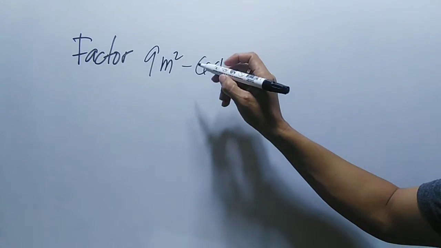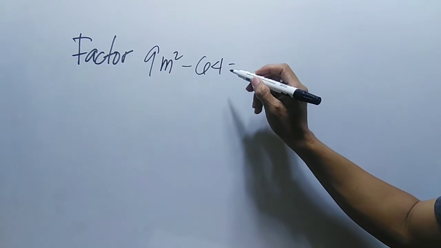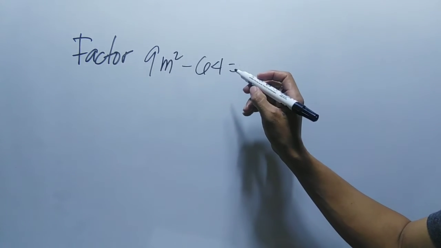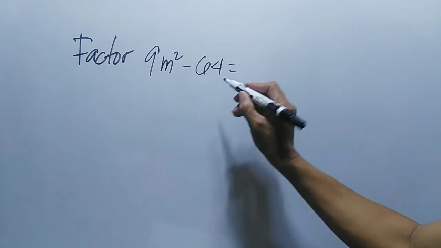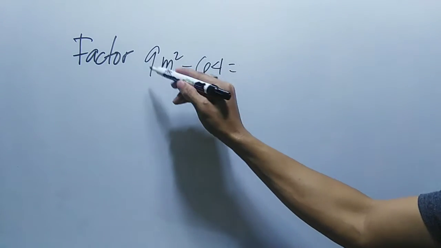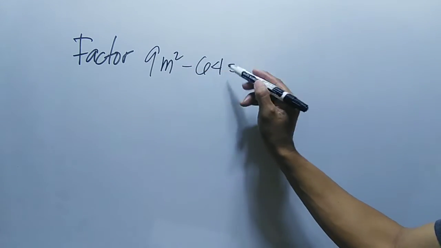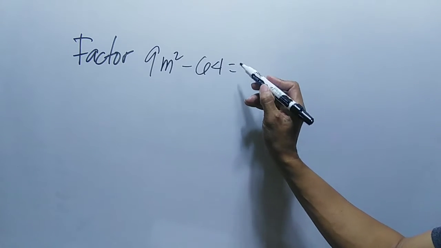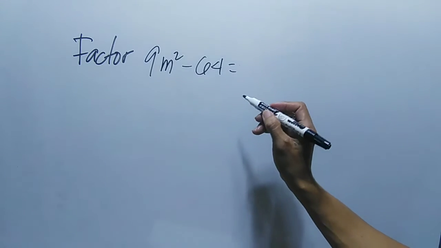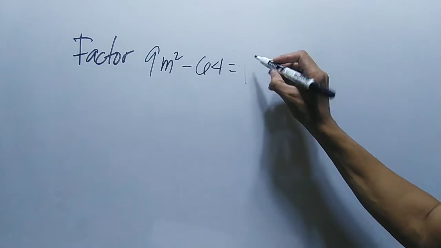So we will factor 9m squared minus 64. Okay, so this is factoring by difference of two squares. So dapat yung difference of two squares, ito si 9, our first term is a perfect square, and the last term or the second term is also a perfect square. At saka difference or minus yung kanilang sign. Okay, so pwede natin i-factor yan.